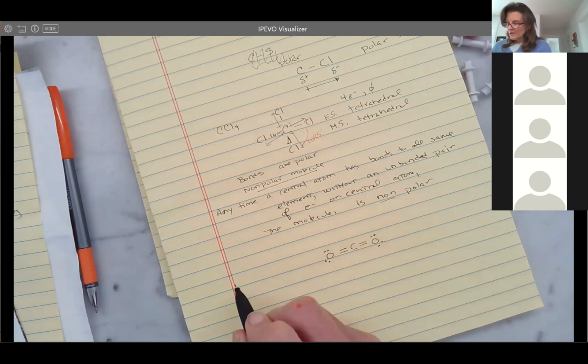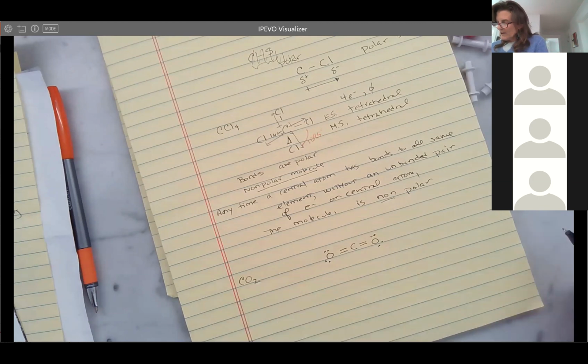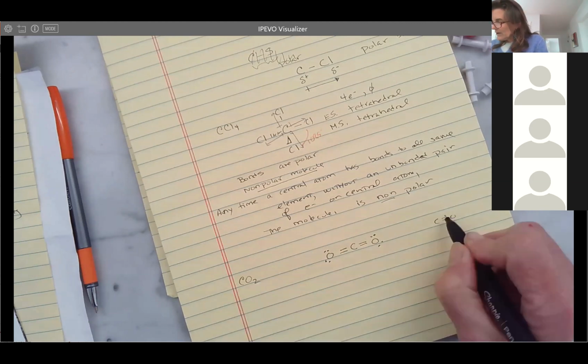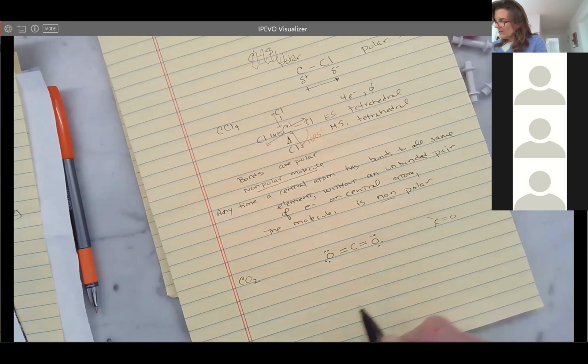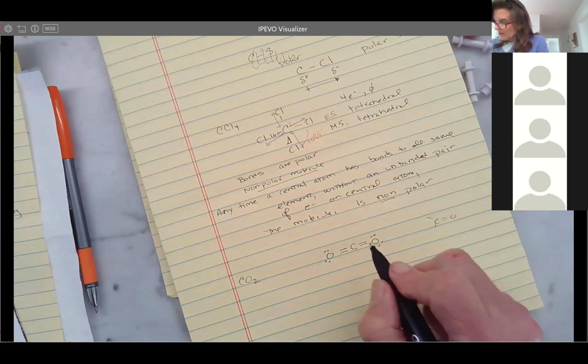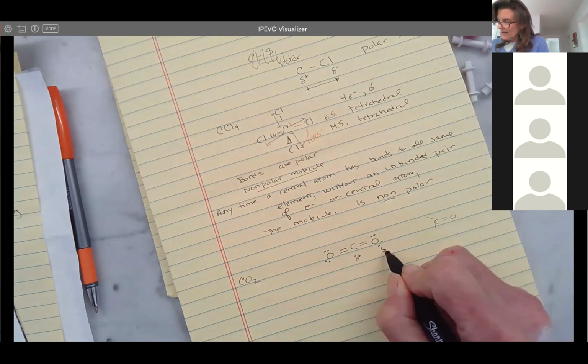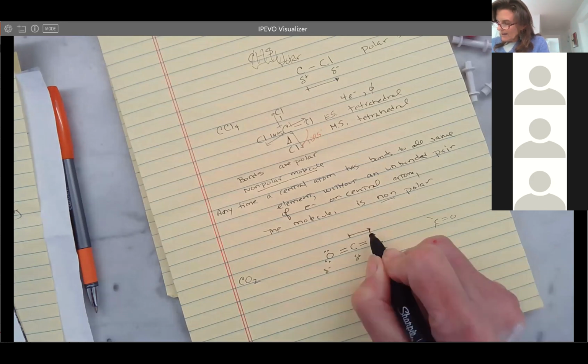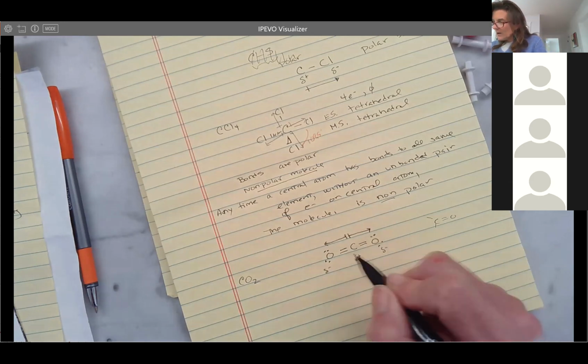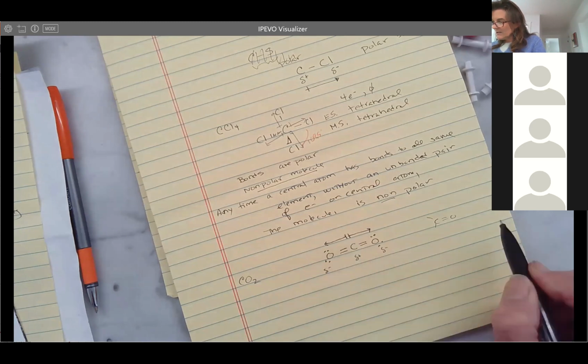Okay, so this is CO2. And is the C double bond O a polar bond? Yeah, right. So there's a partial positive on the carbon, partial negatives on the oxygens. The dipoles run like that, but they are equal and opposite, and so they sum to 0.